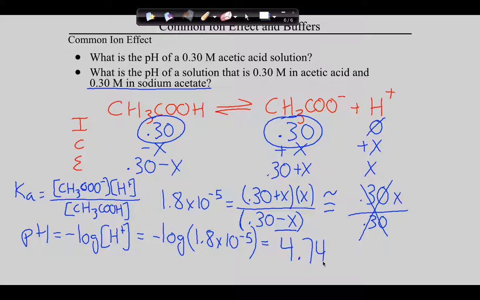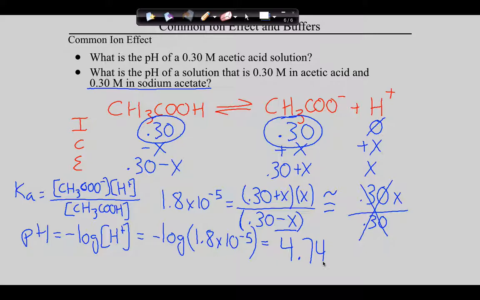So, right, we got some stuff to talk about. First of all, did this system do what we expected it to? Our previous pH was 2.63. We thought that adding the conjugate ion would shift the equilibrium to the left, decreasing the concentration of hydrogen and increasing the pH. And we found that it did.